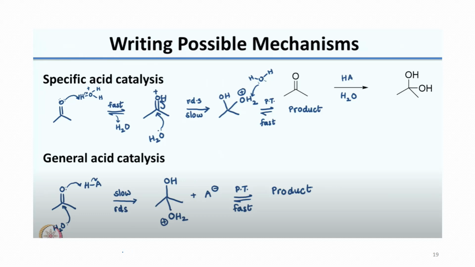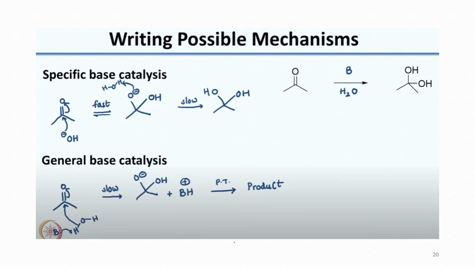But in the case of a general acid catalyzed reaction, the protonation takes place at the rate determining step, forming this intermediate, and after that, in a fast step, it gives our desired product. A similar thing happens in the case of a general base catalyzed reaction. In the case of a specific base catalyzed reaction, the deprotonation of the substrate or the involvement of the nucleophile happens in the first step, forming this carbanionic intermediate. After that, through a slow rate determining step, it forms our desired product.